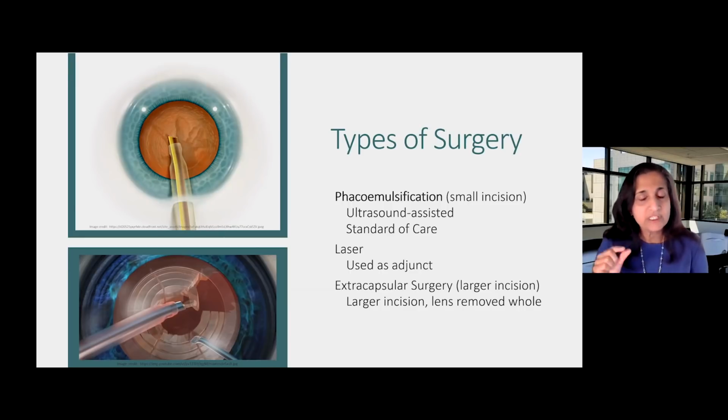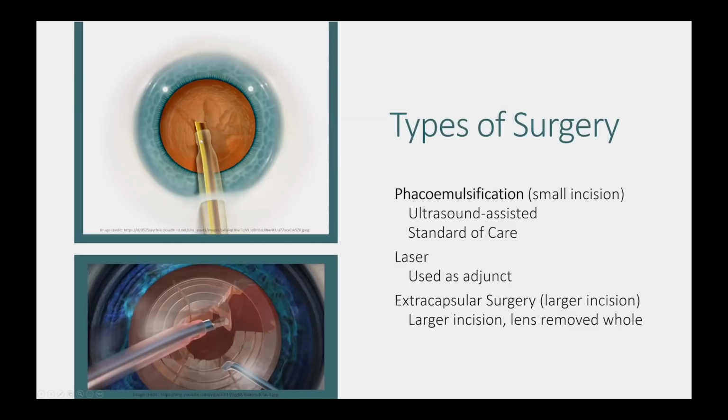It's a very small incision cataract surgery where we make a 2.5 millimeter incision just big enough to insert our ultrasound probe. That probe delivers ultrasound energy to the cataract to break it up into small pieces. And then there's a little vacuum attached to that probe, and the vacuum sucks out the little pieces that we've created.